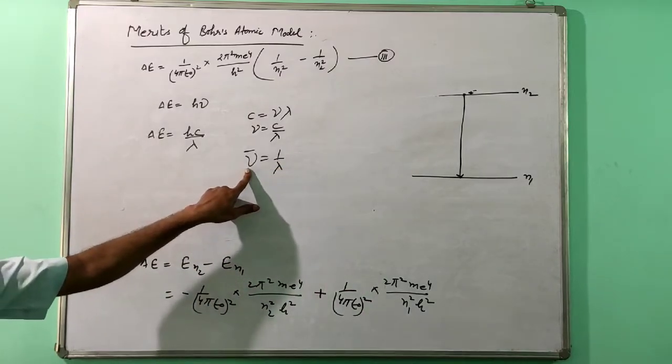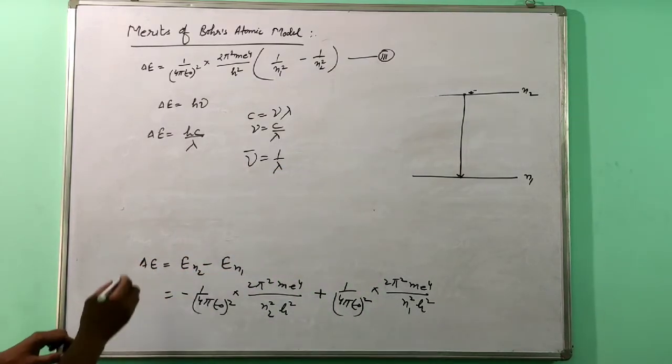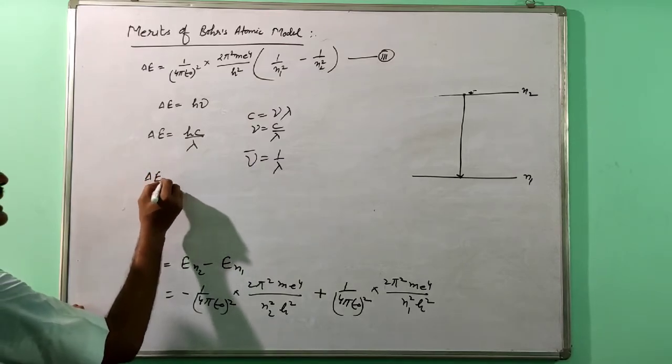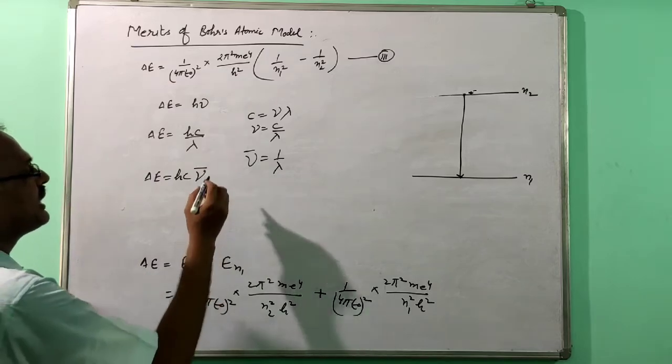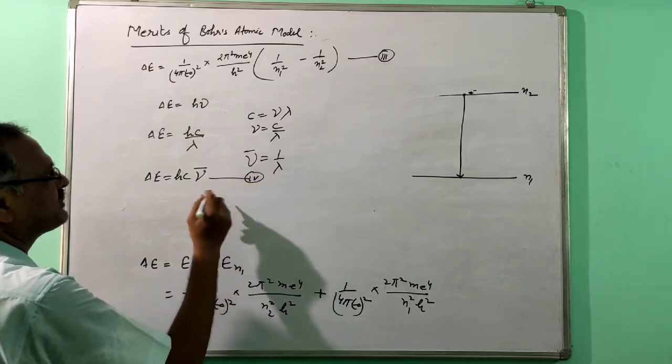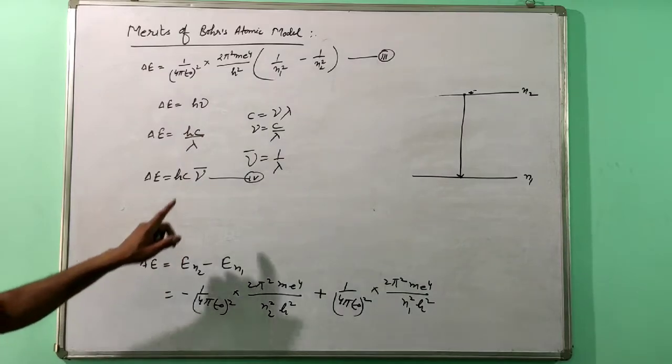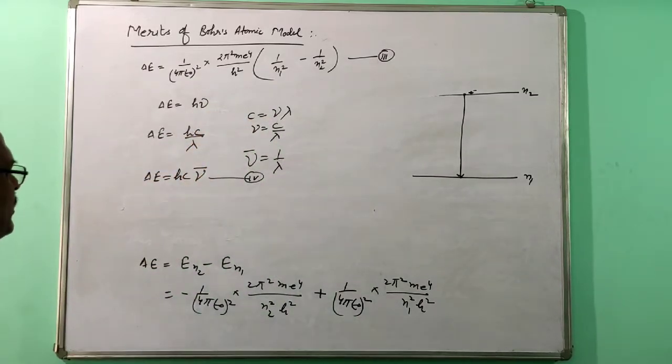This is the wave number. Wave number is the reciprocal of the wavelength. So you can write delta E is equal to hc mu bar. This is equation 4. So delta E is equal to that energy expression, and both are equal.